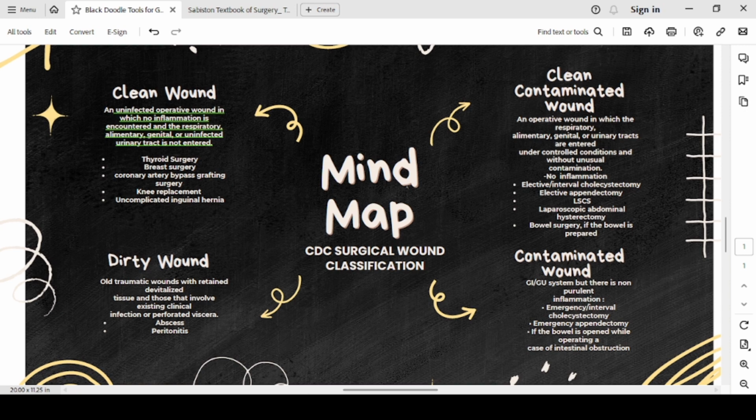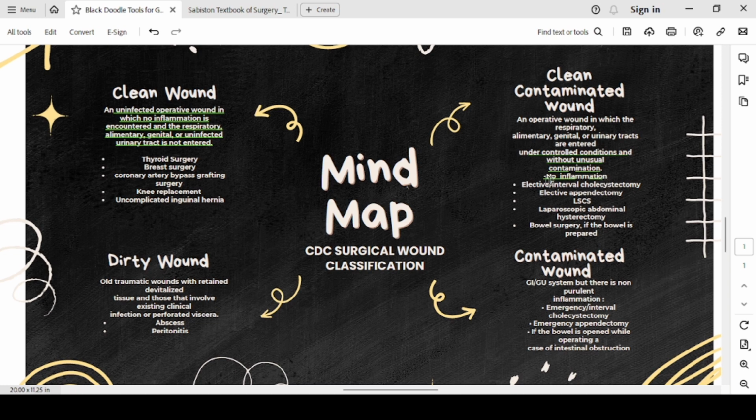So if that is clear, we will move on to our type 2 wounds, which is clean contaminated wounds. Here we enter the major tracts such as the genitourinary tract and the gastrointestinal tract, but we enter it under controlled conditions and without unusual contamination. The key point you have to note here is that we are entering these tracts, but there is no inflammation here, and there is no infection here.